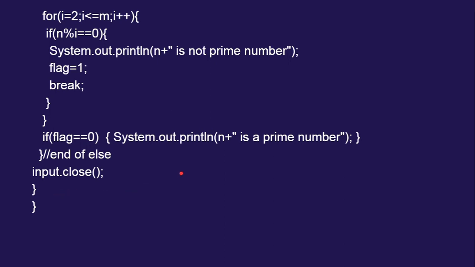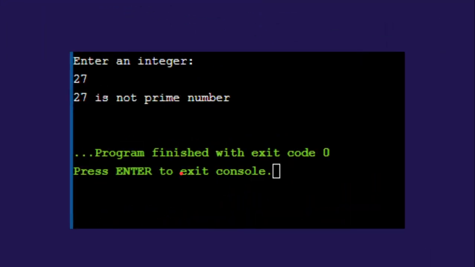That's all the program. After this logic is worked out, the output prints: enter an integer, 27. So 27 is not a prime number. Why? Because 27 has perfect factors: 9 threes are 27, or 3 nines are 27. The factors are there, so 27 is not a prime number. This is the way the logic works for different numbers.